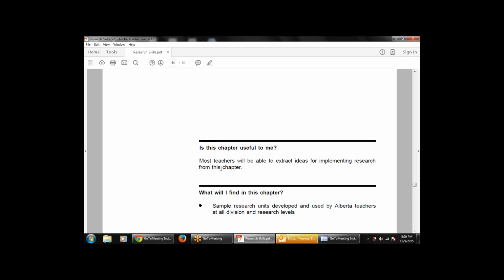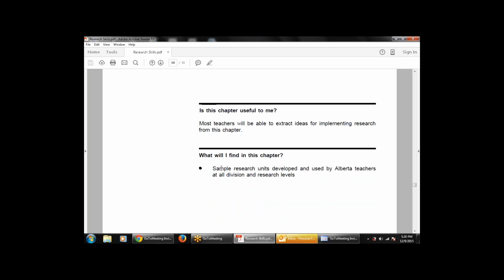Now what will I find in this chapter? That is, what are the various contents in this chapter? Sample research units developed and used by Alberta teachers at all division and research levels. That is, what are the various research activities and units developed and used by Alberta teachers at all divisions and the research level?